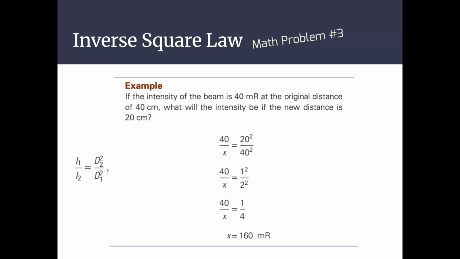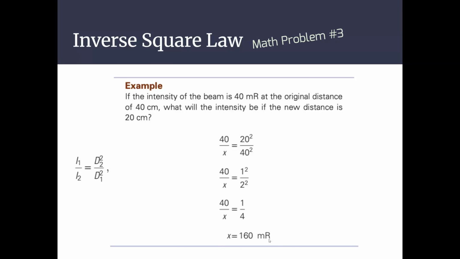So we need to solve for x. Again, algebra. We're going to reduce this fraction because 20 divided by 40 is 1/2. So we're going to make these values smaller. 1 squared is 1 and 2 squared is 4. So 1/4. This side stays the same, and again, we're solving for x. So we need to cross multiply to get x by itself. We're going to do 1 times x and 40 times 4. So the new intensity will be 160 MR.